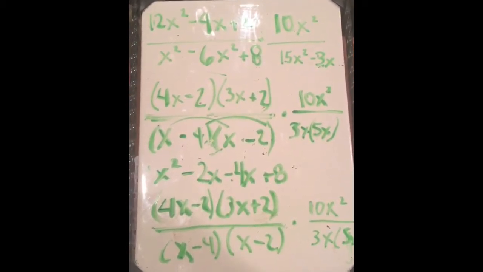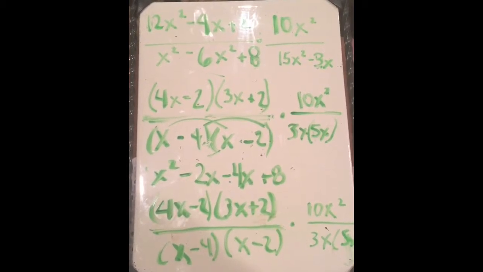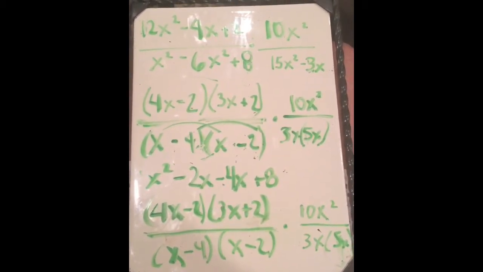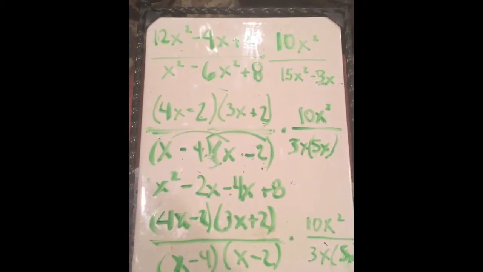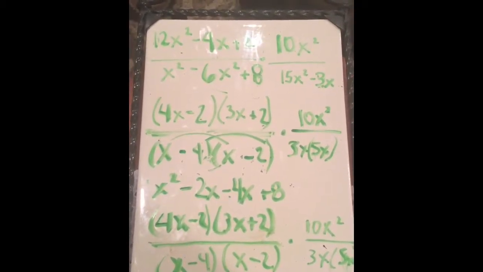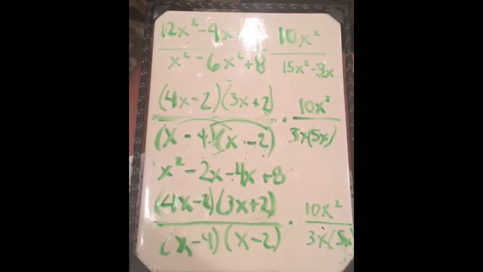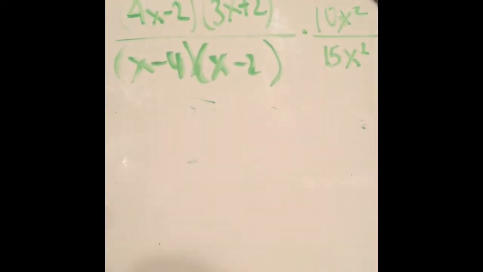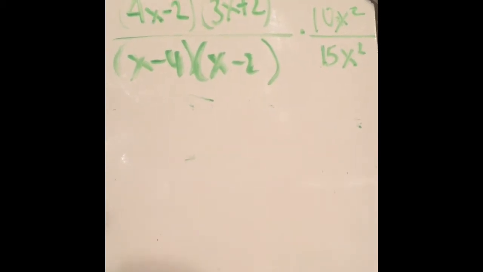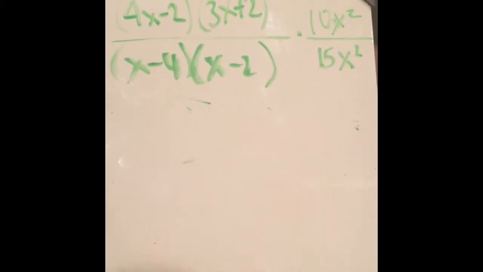Since it's already flipped upside down, you don't need to flip it again because it's already been flipped. So what you're going to do next is factor out what you can factor out again. Next, you're going to cancel out whatever you can cancel out, and since there is nothing else to cancel out, you move on to the next step.